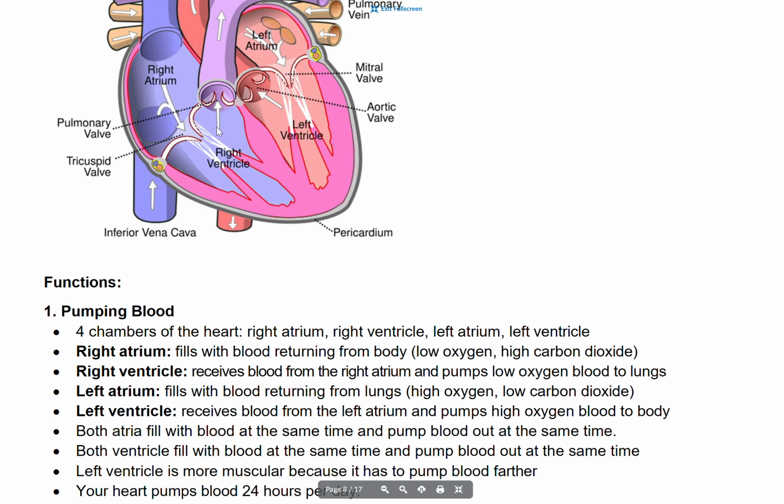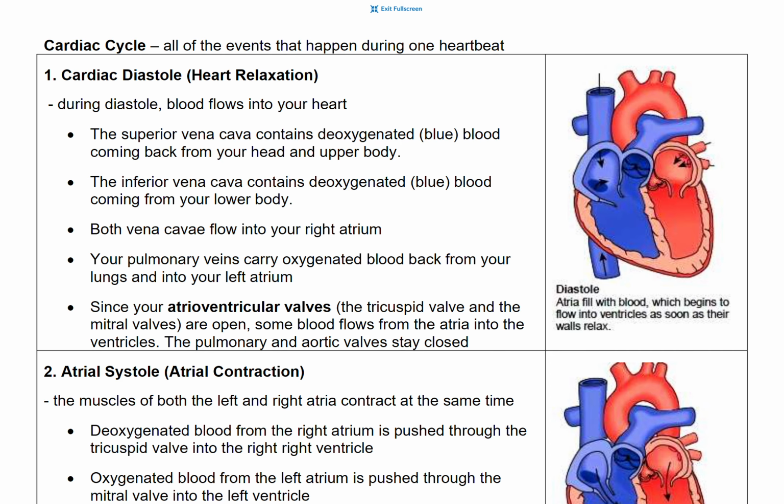So now we're going to take a look at what happens when the heart beats. This is called the cardiac cycle. The cardiac cycle is all of the events that happen during one heartbeat. But it's a cycle, so these 3 steps keep continuing in the same order. We're going to start with cardiac diastole.